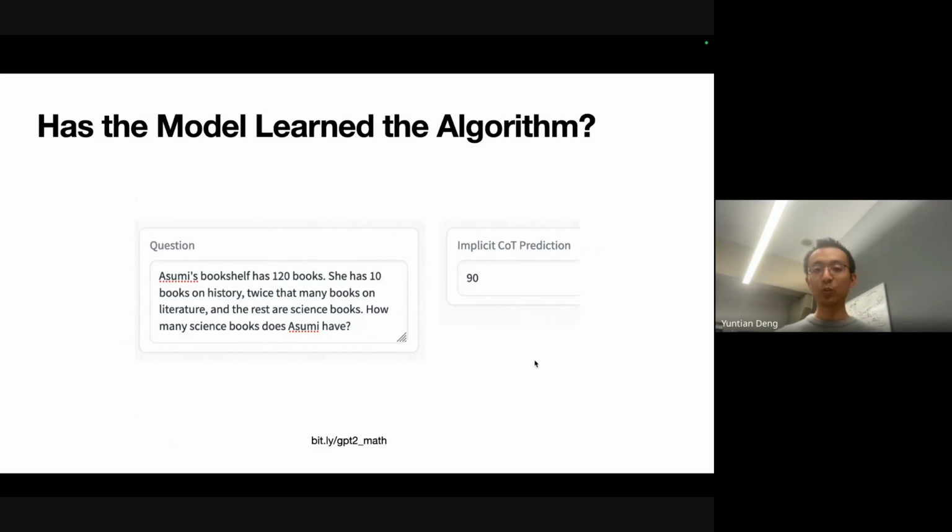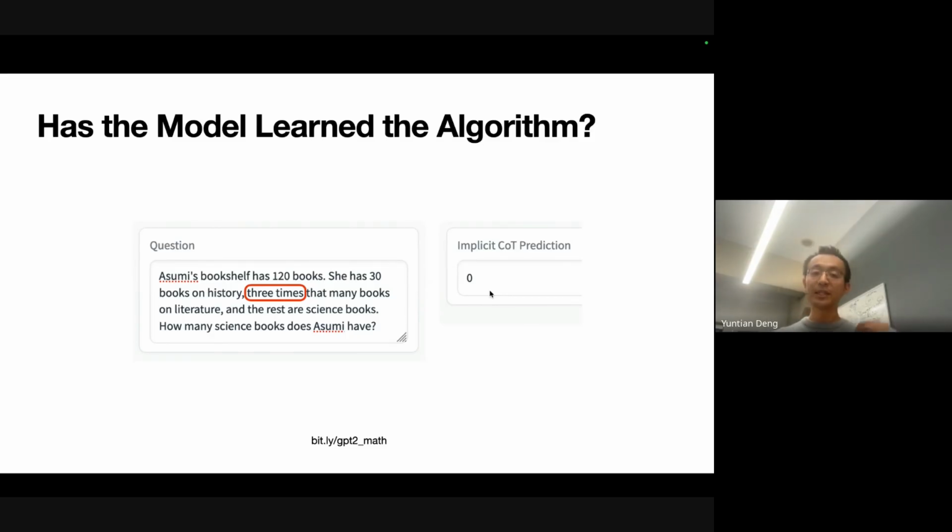But then what I will show is we can change these numbers to see if the output is changing accordingly. For example, what if we change this 10 into 20? When we change the number 10 to 20, we can see that the output actually changes correspondingly. And what if we change this twice that many books into 3 times that many books? Again, it's able to react correctly on the output side. So I'm fairly confident that the model has at least learned how to perform the calculations based on what's actually specified in the input problem.